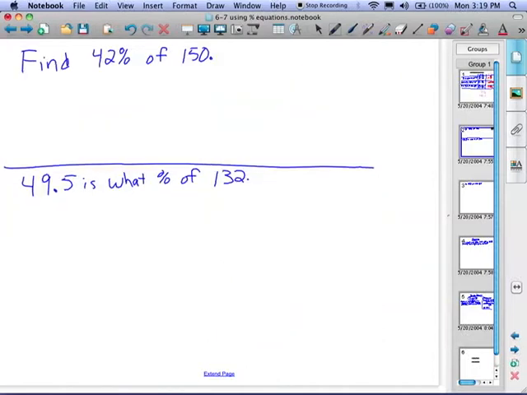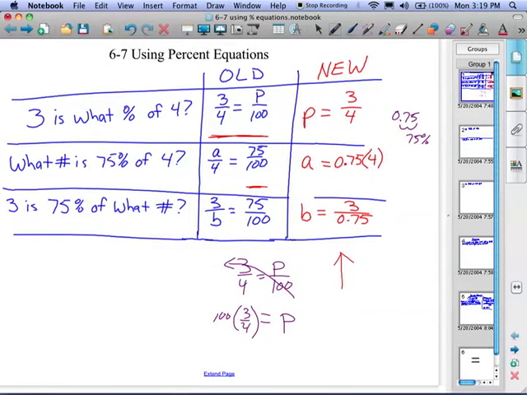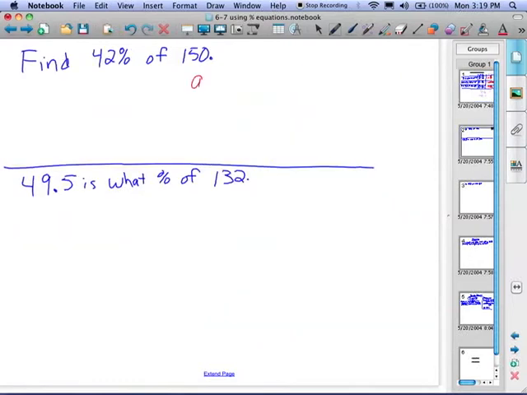The first number is find 42% of 150. What number is 42% of 150 is like the middle example. So we have a equals our percent as a decimal times the base. So a equals the percent as a decimal, which would be 0.42, times the base. A equals 0.42 times 150. And we multiply that out using a calculator. A is 63. So 63 is 42% of 150.